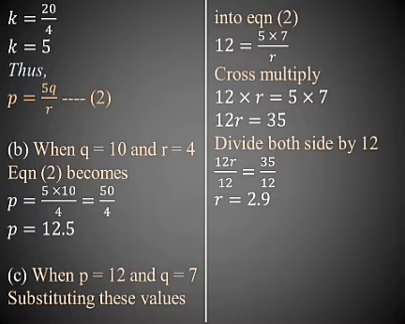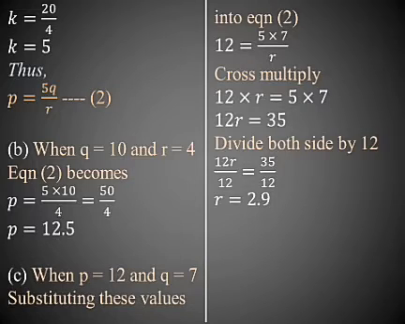For C, you were asked to look for the value of R when P is equal to 12 and Q is equal to 7. If you substitute these values into equation 2, you would have 12 is equal to 5 times 7 all over R. 5 times 7 is equal to 35, and 12 times R is 12R. If you divide both sides by 12, 12R all over 12 will be equal to 35 divided by 12. 12R divided by 12 is R, and 35 divided by 12 is 2.9. Hence, R will be equal to 2.9.